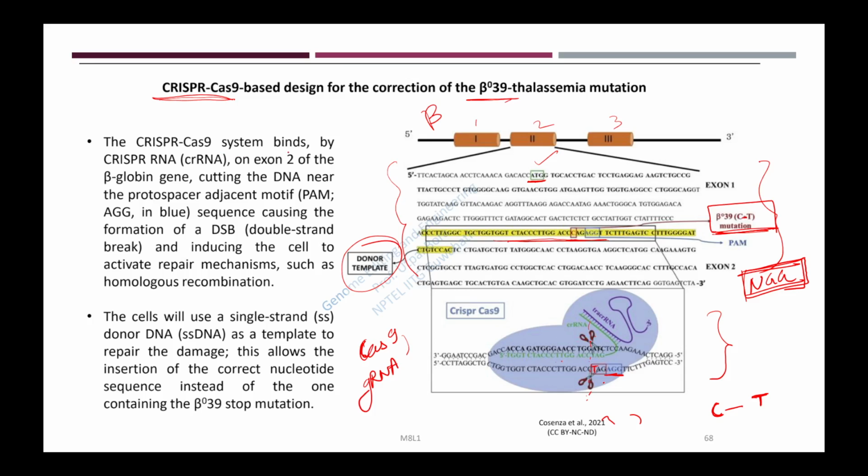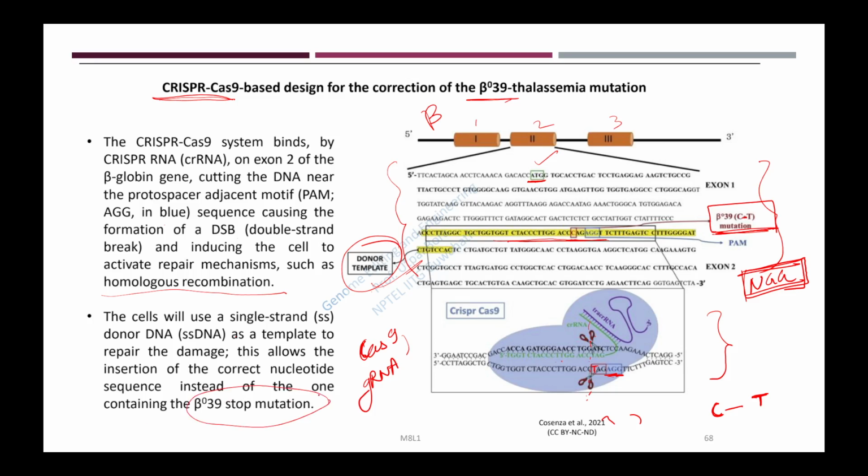Okay. So this CRISPR-Cas9 system binds by the CRISPR RNA on the exon 2 of the beta globin gene, cutting the DNA near the PAM sequence, causing the formation of a double-strand break and inducing the cell to activate the repair mechanism, such as homologous recombination. Okay, so the cell will use the single-stranded DNA, this donor DNA, as a template to repair the damage, and this allows the insertion of the correct nucleotide sequence instead of the one containing the beta 39 stop mutation.